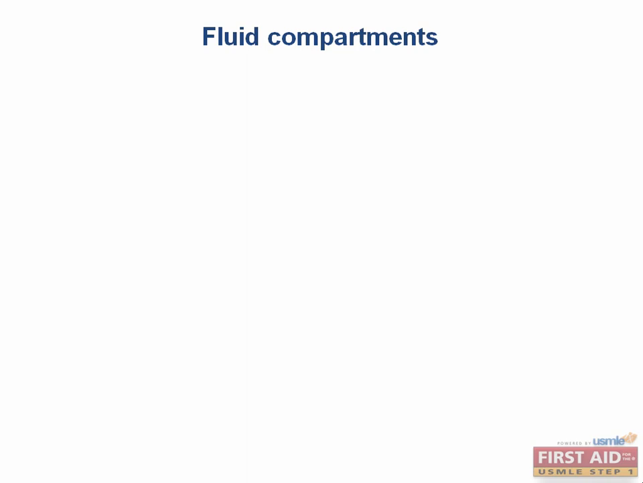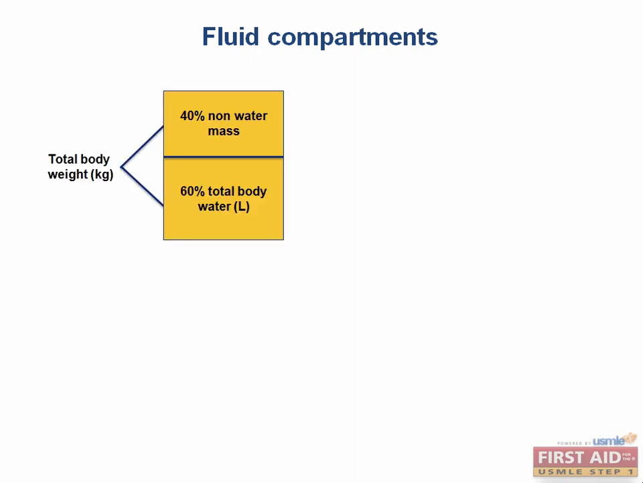Let's first start off with the big picture, looking at the body's fluid compartments. The entire body is made up of two things: non-water mass, which accounts for about 40% of the total body weight, and water, which accounts for about 60% of the total body weight. Recall that the body's total water is split into several compartments.